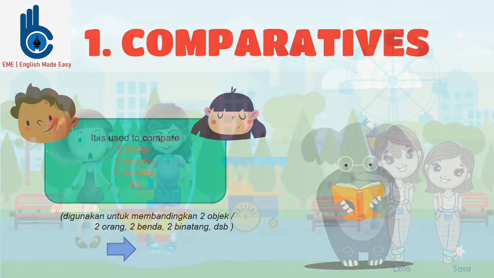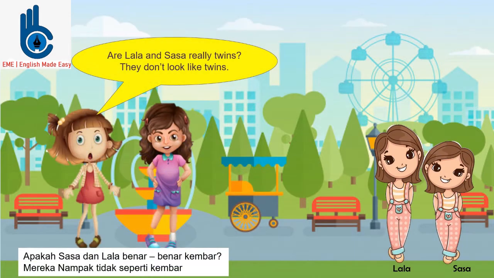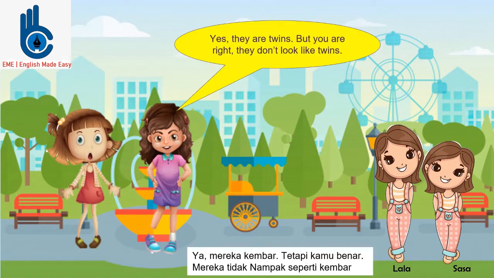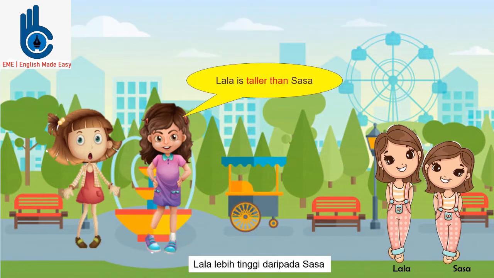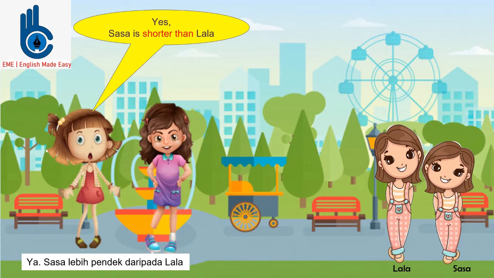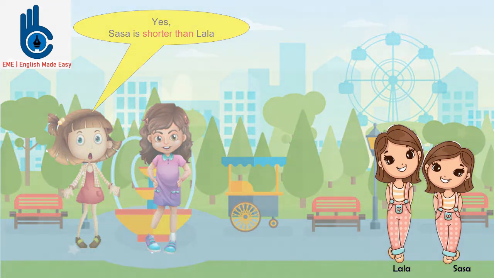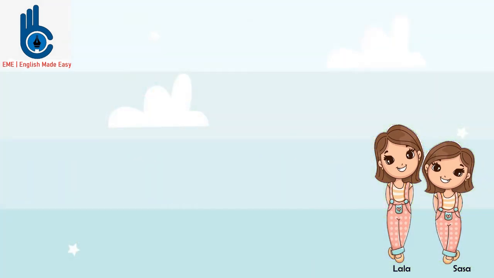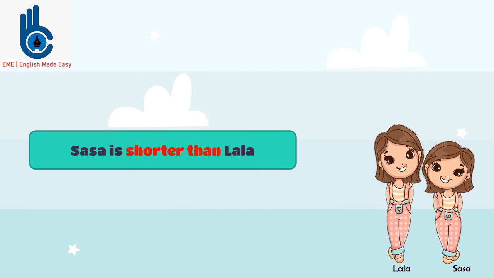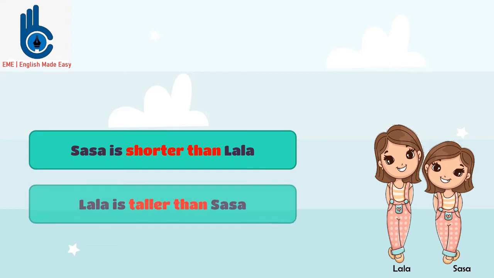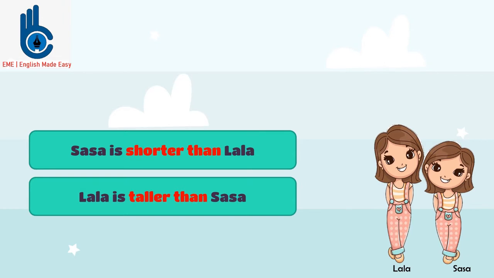Let's see some example. Are Lala and Sasa really twins? They don't look like twins. Yes, they are twins. But you are right, they don't look like twins. Lala is taller than Sasa. Yes, Sasa is shorter than Lala. In the previous dialogue, we can see there are some sentences to show comparative. Sasa is shorter than Lala, and Lala is taller than Sasa.